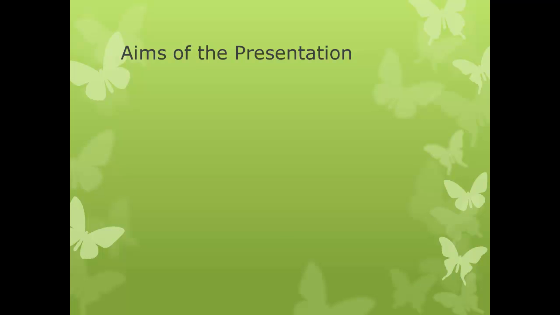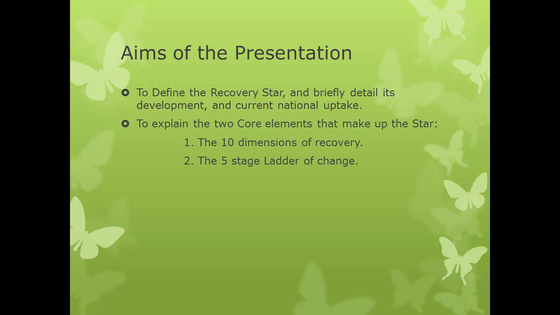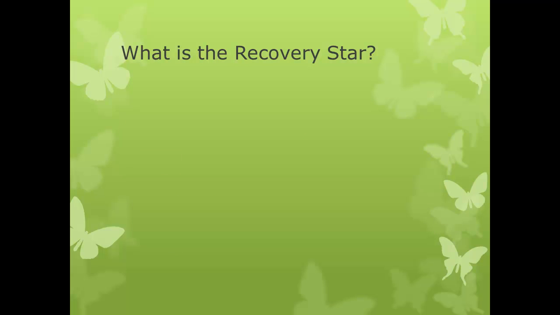ross-mason.co.uk. So the aims of the presentation: to define the Recovery Star and briefly detail its development and national uptake in the UK, to explain the two core elements that make up the star, namely the 10 dimensions of recovery and the 5-stage ladder of change, to explore the practical completion of the star, to discuss the potential of the star, timings for its use and follow-ups, to explore future possibilities such as the Outcome Star online system.